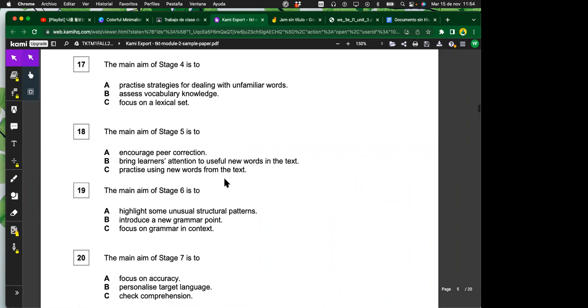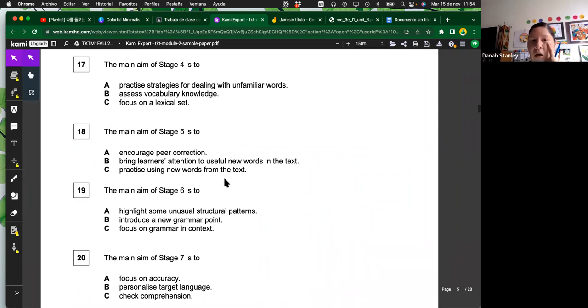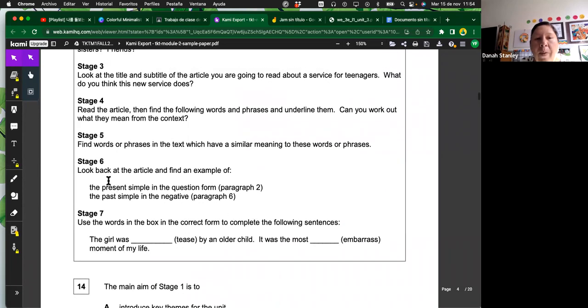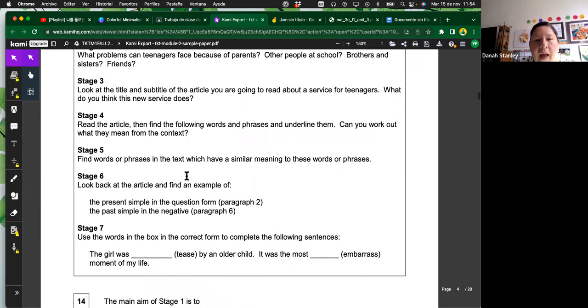Repeat B. Bring learners' attention to useful new words. Because in the previous activities they were working with unfamiliar words. New words in the text, okay? Excellent. 19. Luego, look back at the article and find an example of present simple in question and simple past.